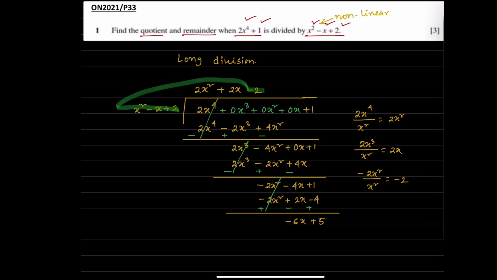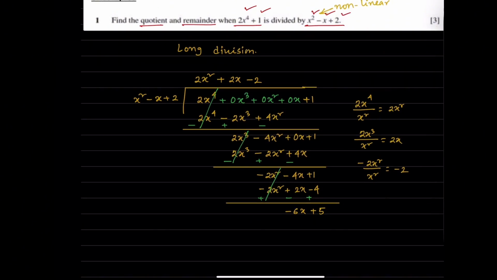Okay, so we cannot do anything else from here because we have 6x, and our divisor starts with x square. So we cannot do anything. We have to finish it here because the problem is already finished. So the final answer for this one, we can write our quotient is 2x square plus 2x minus 2, and remainder minus 6x plus 5.